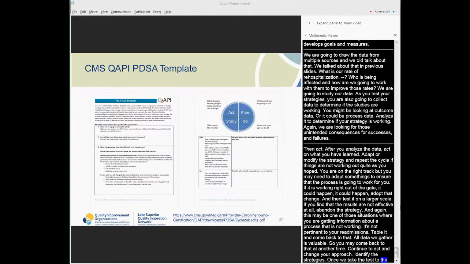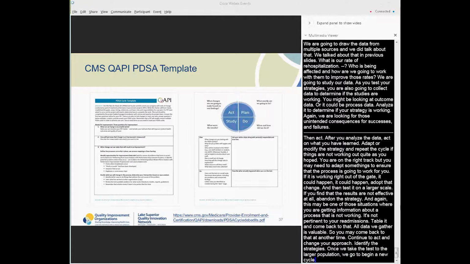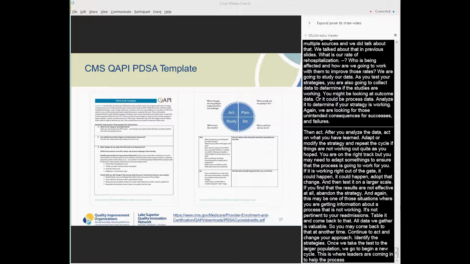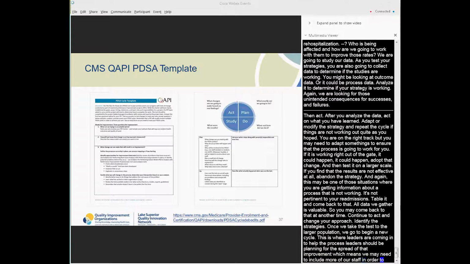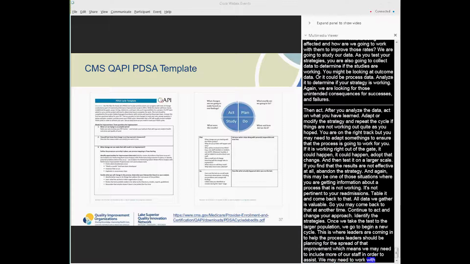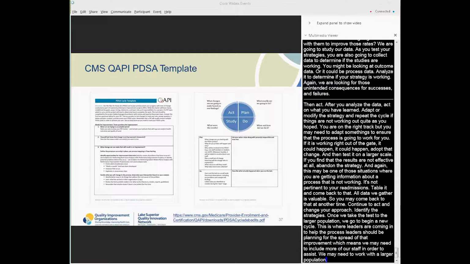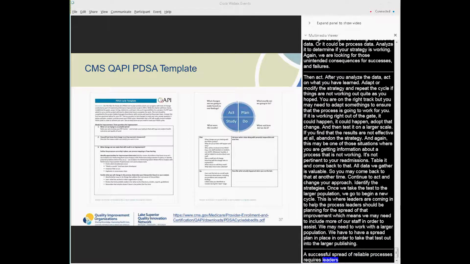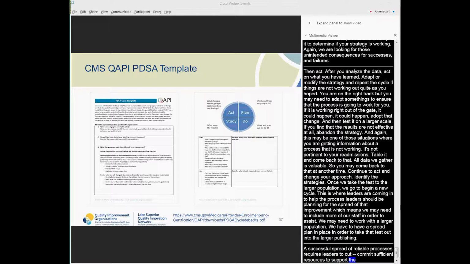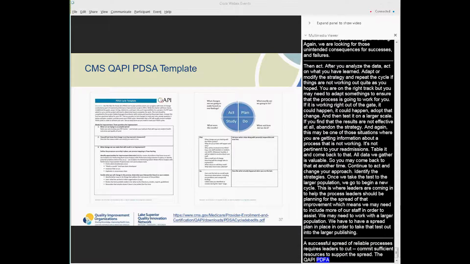This is where leaders are coming in to help with the process. Leaders should be planning for the spread of that improvement, which means we may need to include more of our staff in order to assist. We may need to work with a larger population. We have to have a spread plan in place in order to take that test out into the larger population. A successful spread of reliable processes requires leaders to commit the sufficient resources to support the spread. The QAPI PDSA template is a useful tool in helping your team control and direct the improvement cycle.